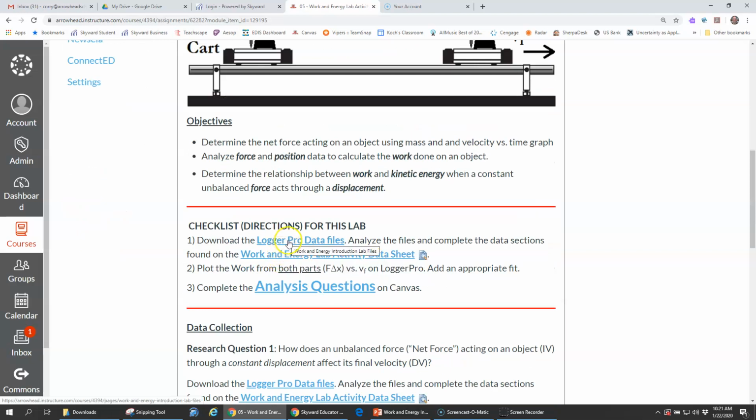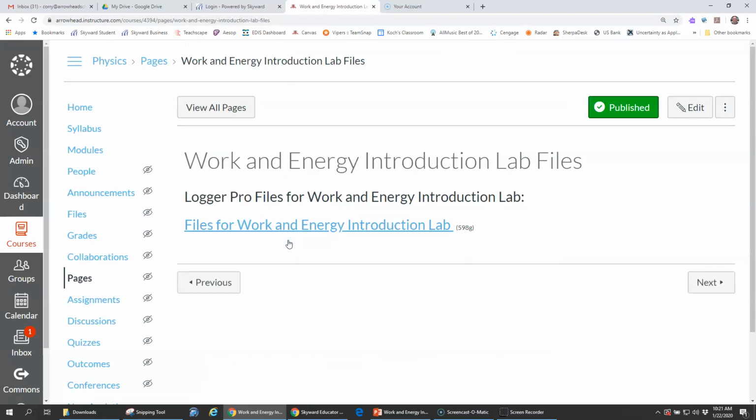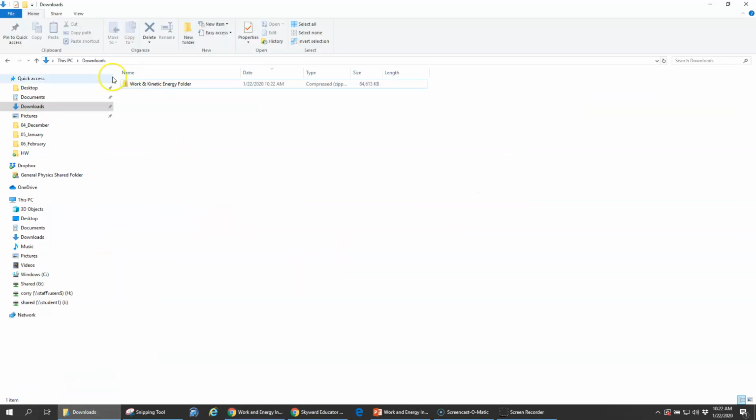Right here is the Logger Pro data files, and when you click on that, it's a relatively large file. It's a zip file, which is a compressed file, and it's going to download the whole thing. In this case, it appears to be taking a little time. There it goes. And then if I go to my downloads folder here, there's the zip file. I can see it's the zip file because it's got a little zipper.